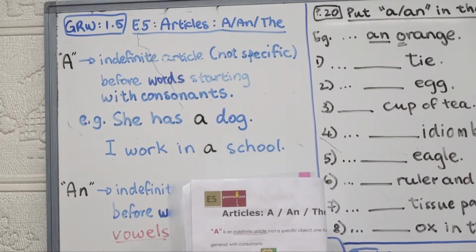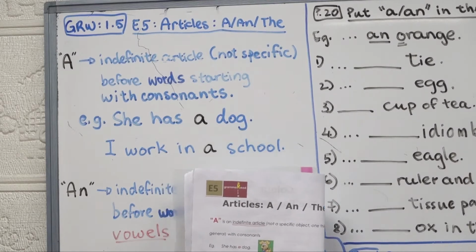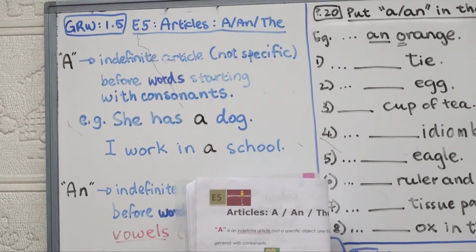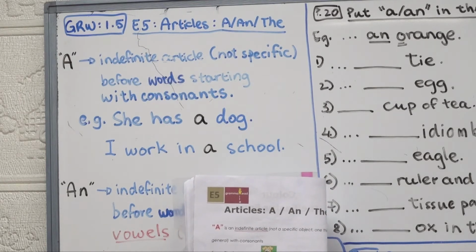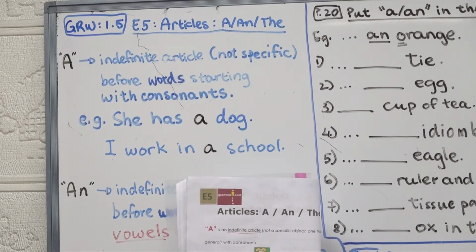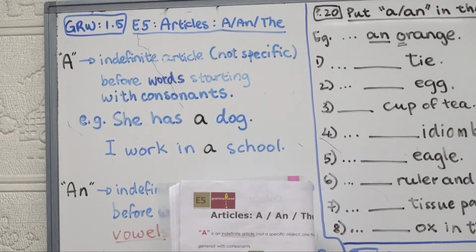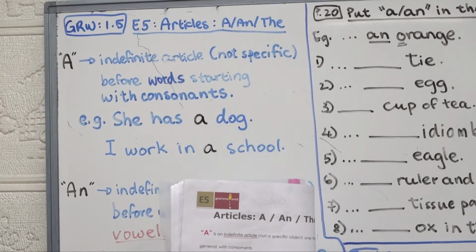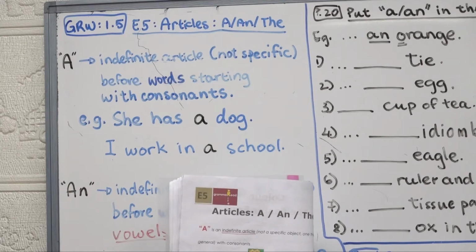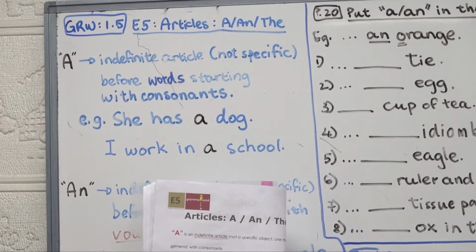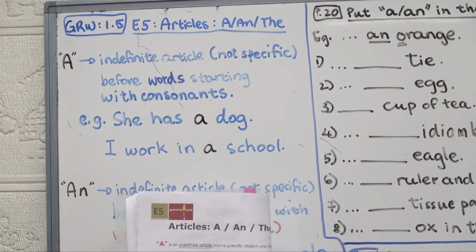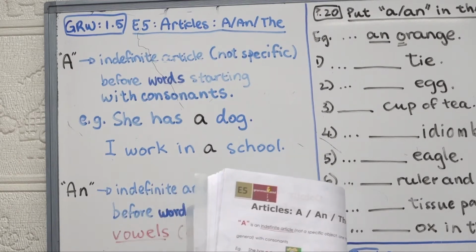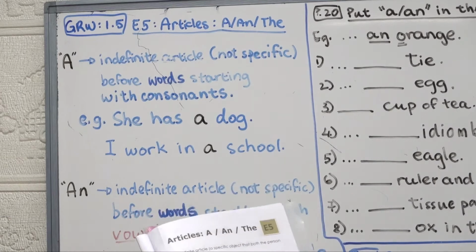Now let's move on to the next one. An. 1, 2, 3. An is an indefinite article, not a specific object or one thing in general, with vowels. A, E, I, O, U. So vowels are A, E, I, O, U. An example they've given us is, can I have an apple? And she is an English teacher. Alright? Now on to the next page, page 19.